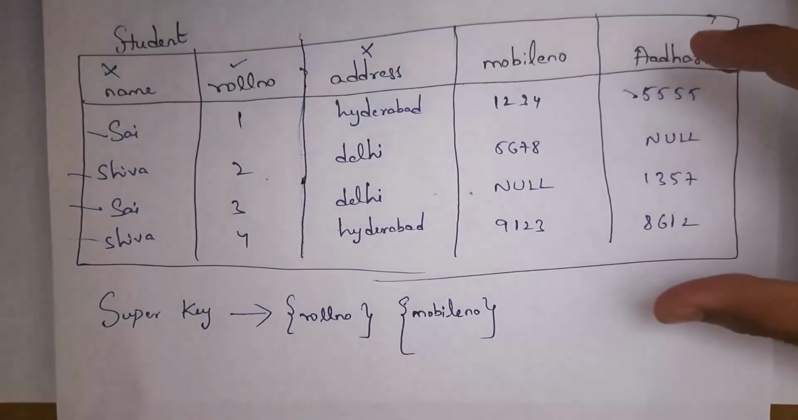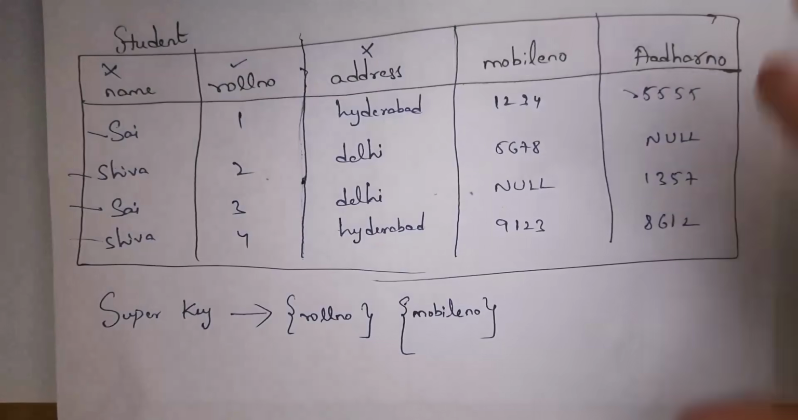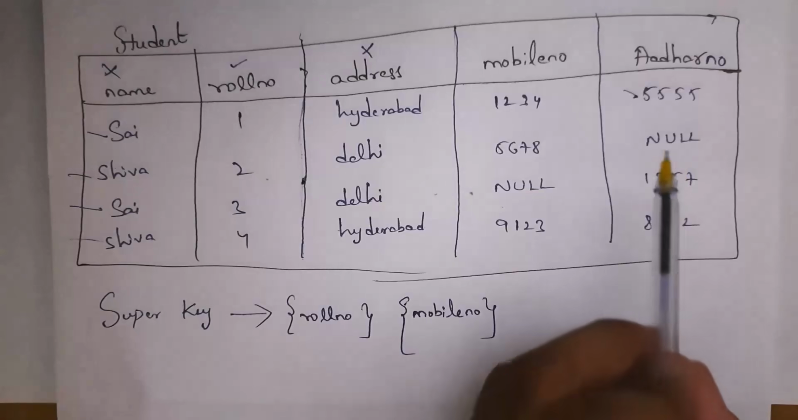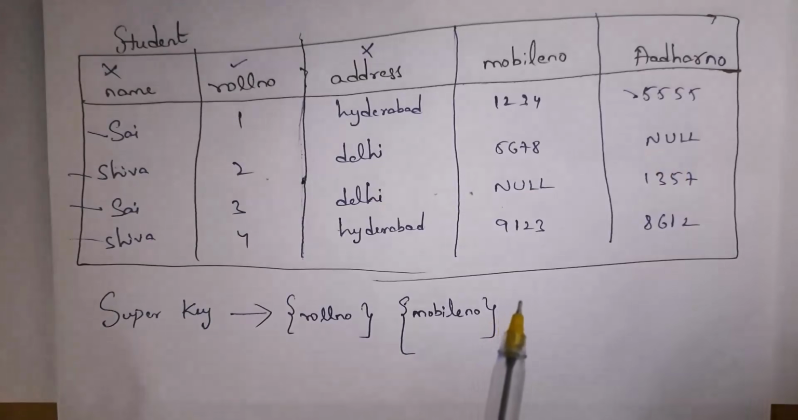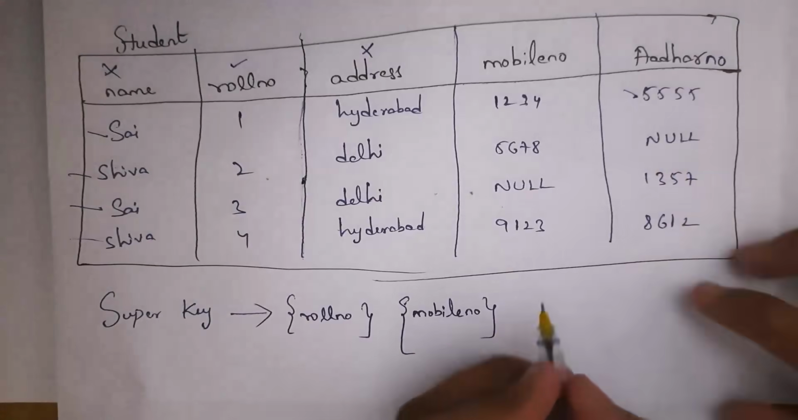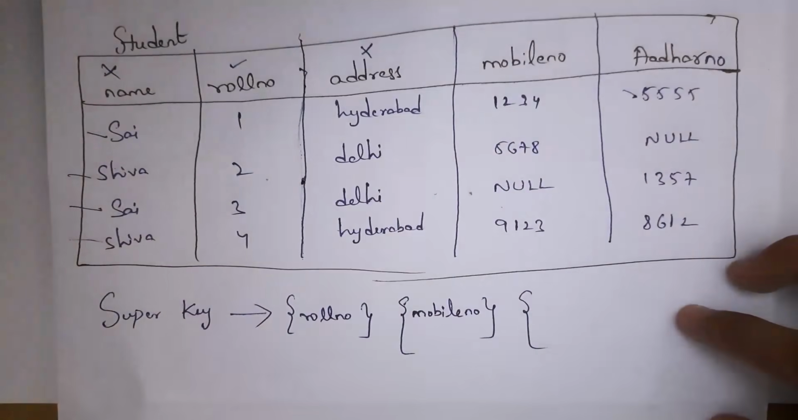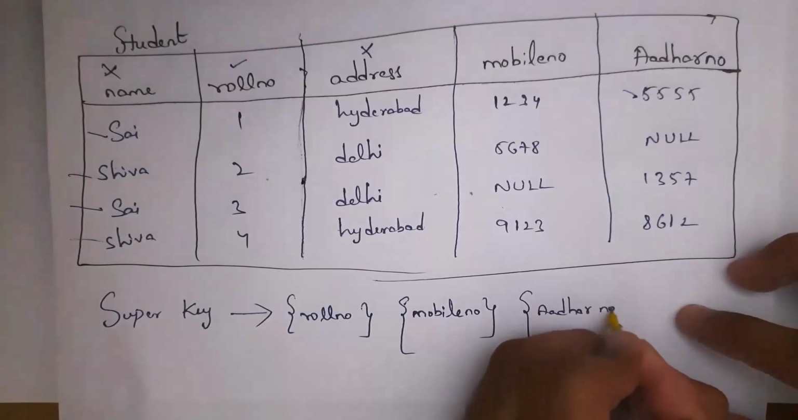The last column is Aadhaar number. In this Aadhaar number column, all values are unique. There are no duplicate values. For Shiva, there is no Aadhaar number, so I wrote null here. Even though there is one null value, all values are unique. So the Aadhaar number column is considered a super key. I will take this Aadhaar number in one separate set. So write Aadhaar number in a set.